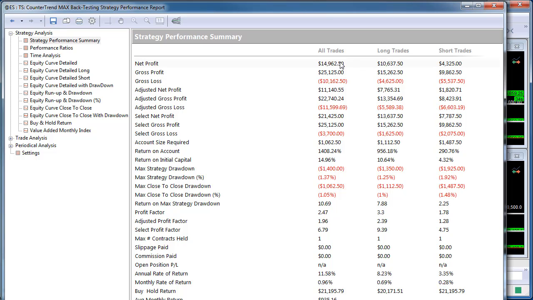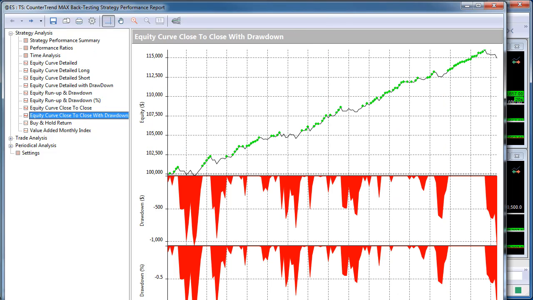So you see $14,962.50, hypothetical. This is software-based results testing an algorithm from which to trade. I love the drawdown curve in MultiCharts.